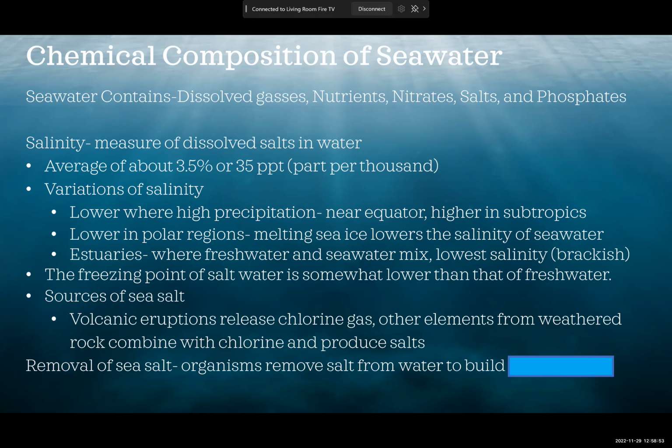So, the removal of sea salt: organisms can remove salt from water. And then what do they do with it? What do you think, Piper? They build their shells. That's right, exoskeletons. You're going to have certain organisms that live in the ocean where part of their living process is to remove the salt from the water and use it to create their own bodies. Pretty cool.